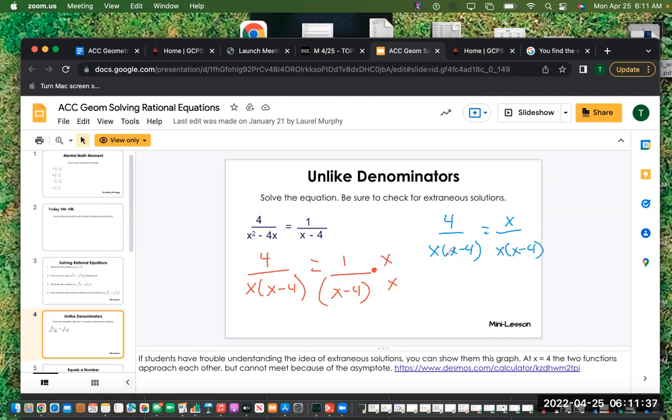Now the denominators are the same, so I would cancel. So x would equal 4. However, remember what we said in the last slide. If I take 4 and plug it into this equation, that would give me an undefined answer. So that's not going to work. There would be no solution in this instance, because this would be an extraneous solution.